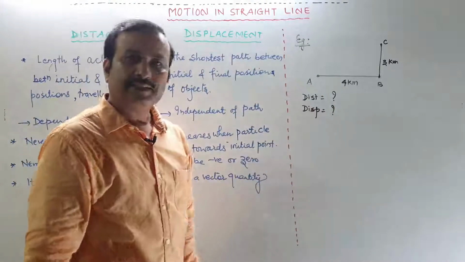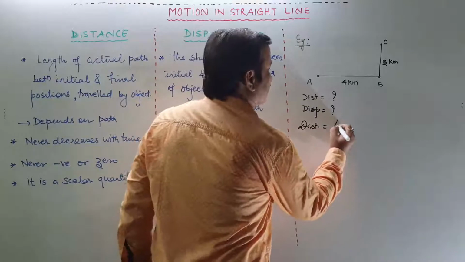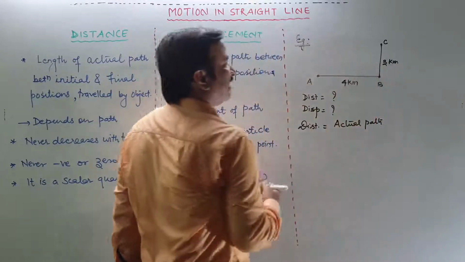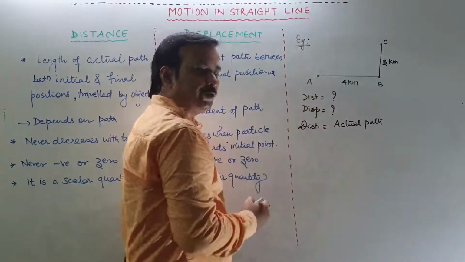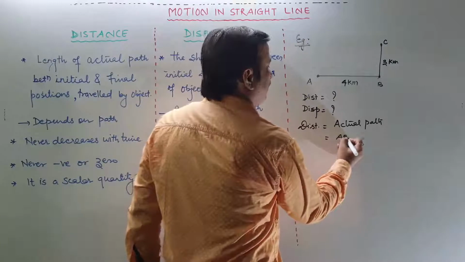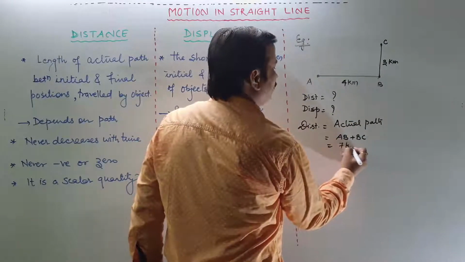What are we saying distance? Distance is the actual path between initial and final points. ऑब्जेक्ट आपका A से शुरू हुआ, B पर गया, C पर गया. टोटल पाथ कितना होगा? AB plus BC, which will be 4 plus 3, 7 kilometers.